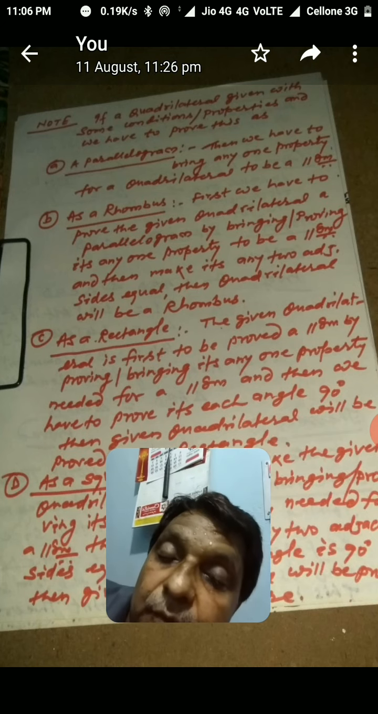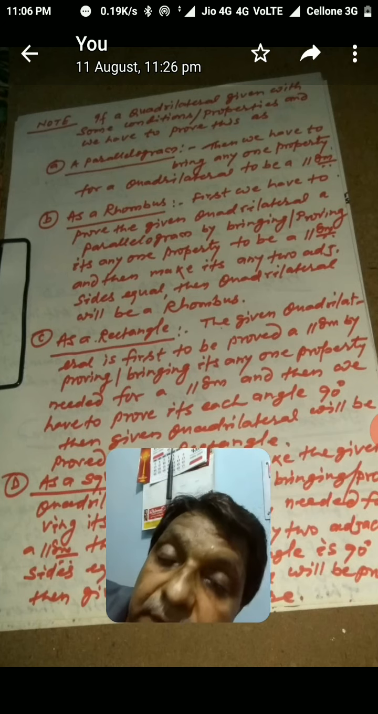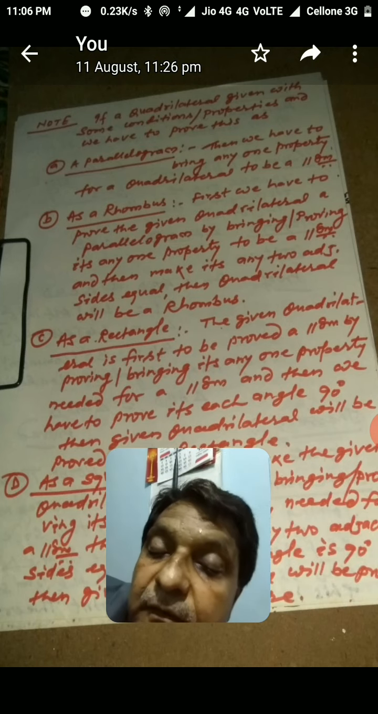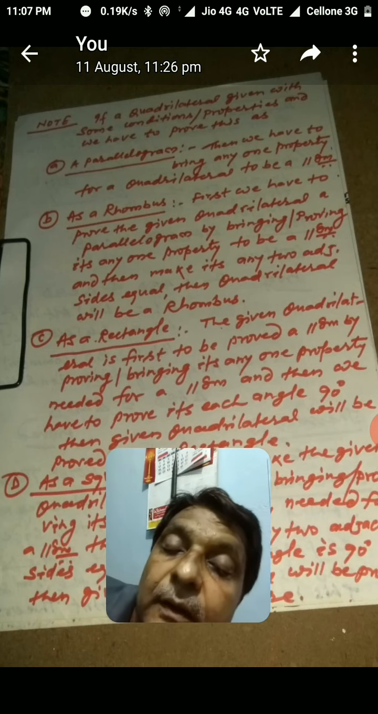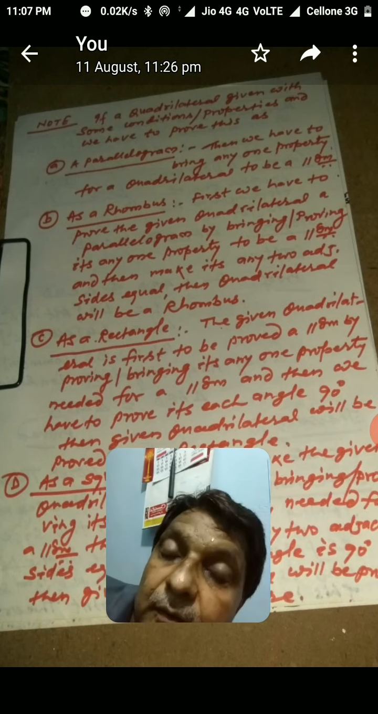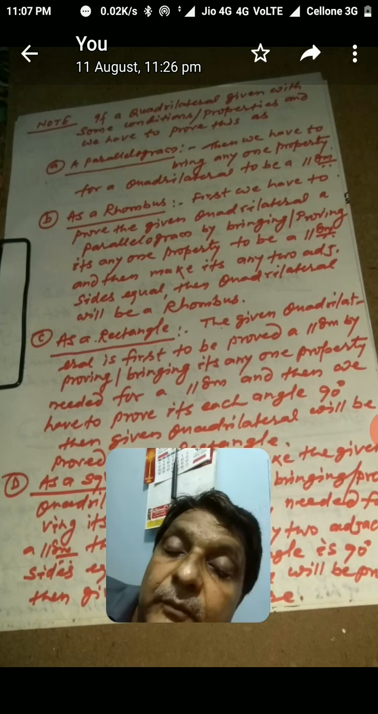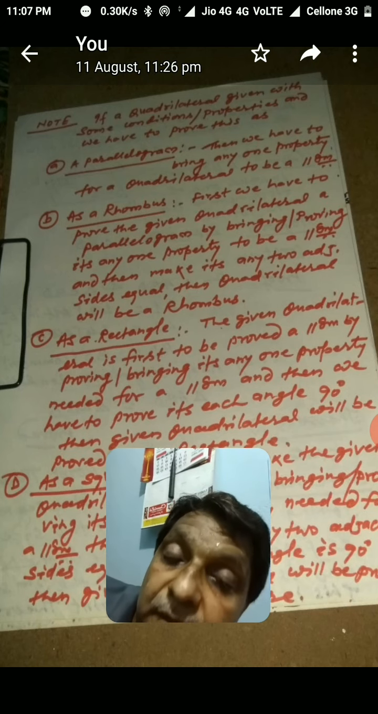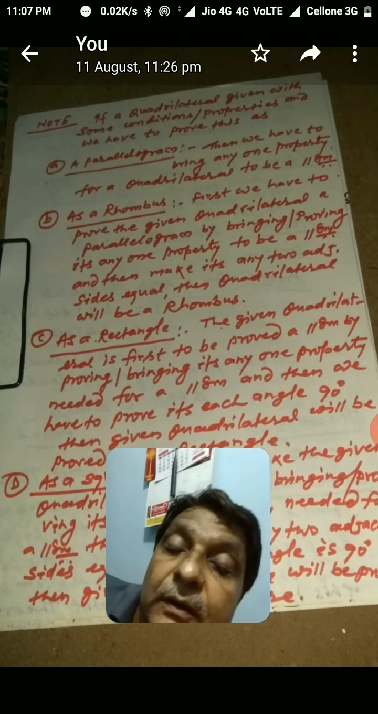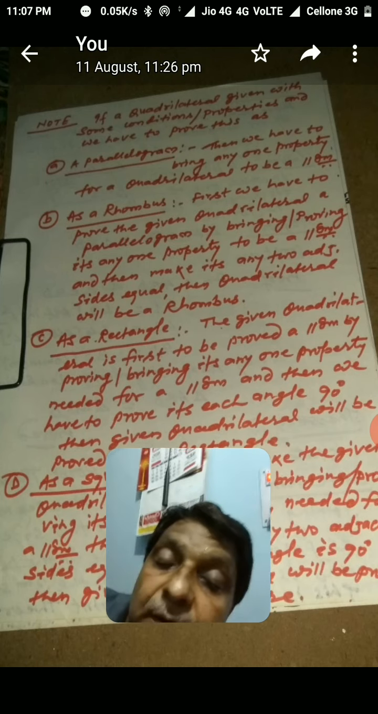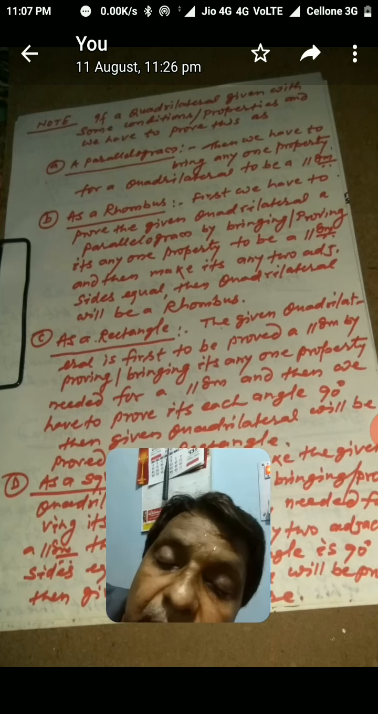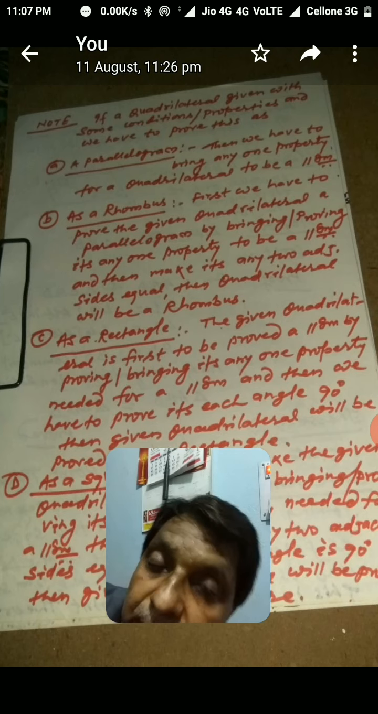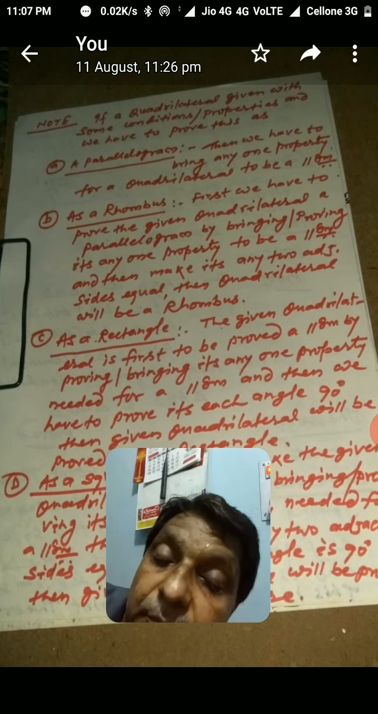Or if we don't prove this, then we will take the help of both pairs of opposite sides, making them equal, then it also can be proved as a parallelogram. Or if it is easy to make both pairs of opposite angles equal, then we will make them equal. On that basis also we can state it; any one condition we will establish there.